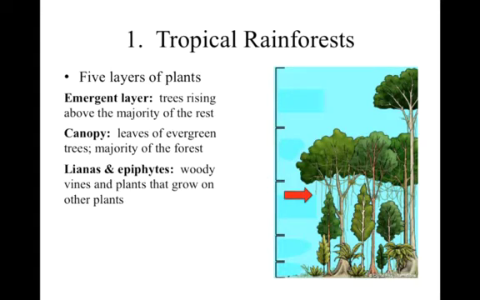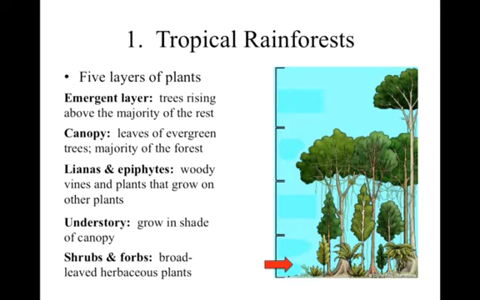Underneath that, we have lianas and epiphytes. Dr. DeWalt actually studies lianas. Now, these are woody vines and plants that grow on other plants. They're kind of hanging off that canopy layer. Below that, we have the understory, which grows in the shade of the canopy, so they have to deal better with not having as much light. And then right on the forest floor, we have shrubs and forbs. So these are our broad-leafed herbaceous plants. And so you can see there's a lot of different plant forms in that tropical rainforest. But again, that main layer, that canopy layer, is evergreen trees.